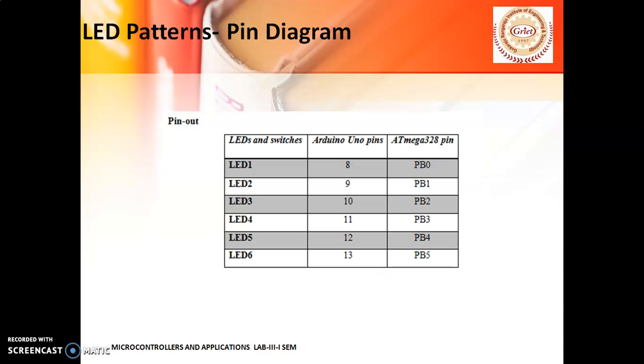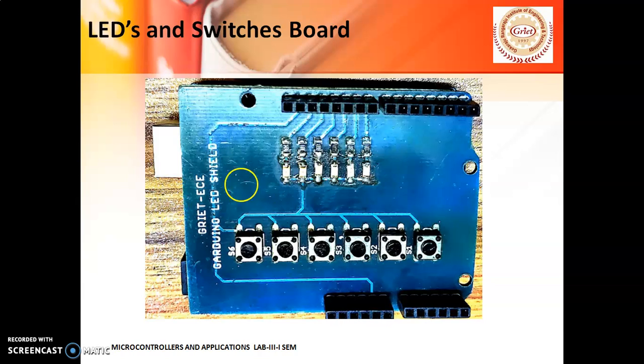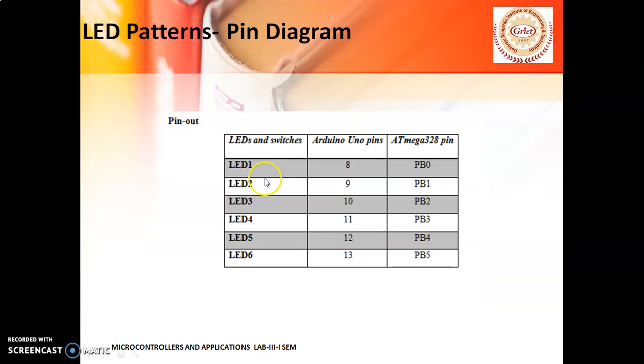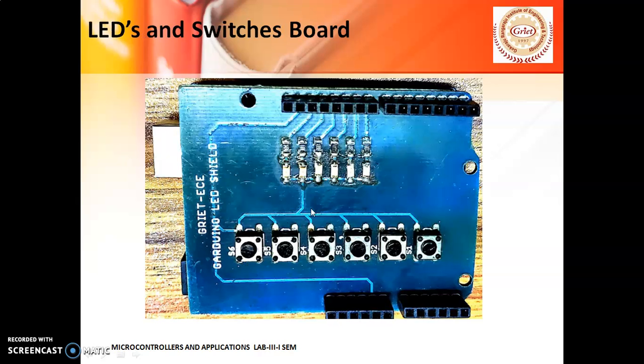Coming to the pin diagram, we have 6 LEDs: LED 1, LED 2, LED 3, LED 4, LED 5 and LED 6. LED 1 is connected to the 8th pin on your Arduino board. LED 1 is connected to the 8th pin, LED 2 is connected to the 9th pin, LED 3 is connected to the 10th pin, LED 4 is connected to the 11th pin, LED 5 is connected to the 12th pin, and LED 6 is connected to the 13th pin. This is the default connection of the LEDs to the Arduino board.